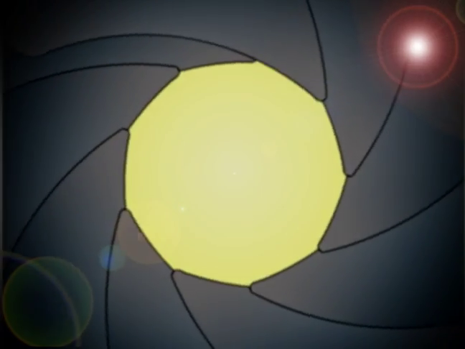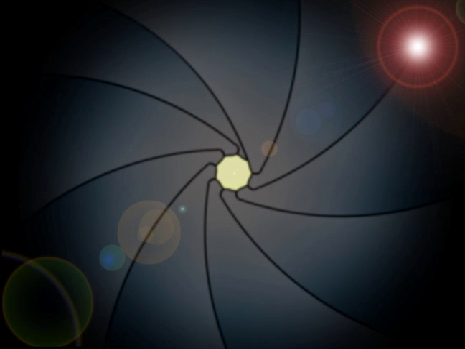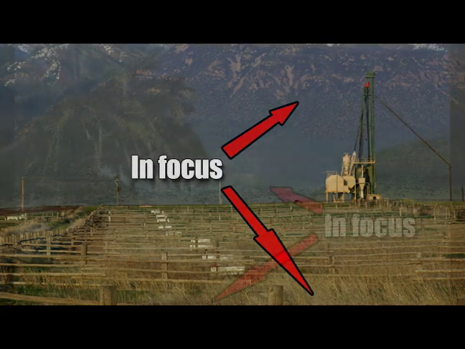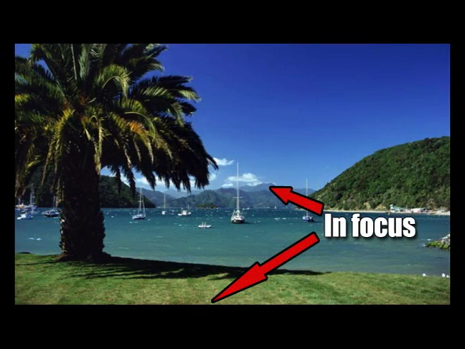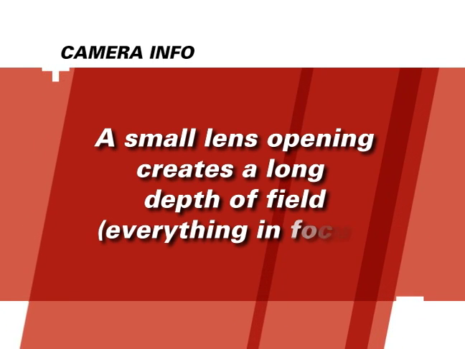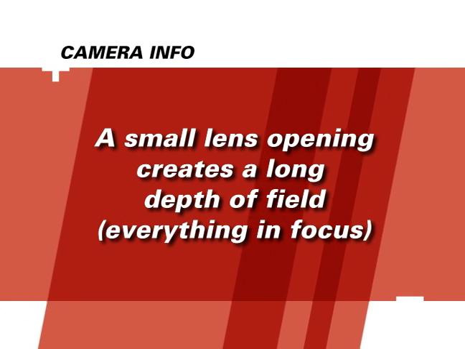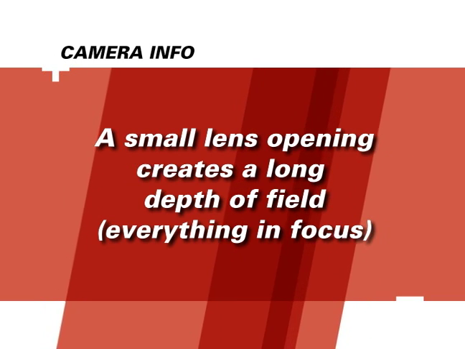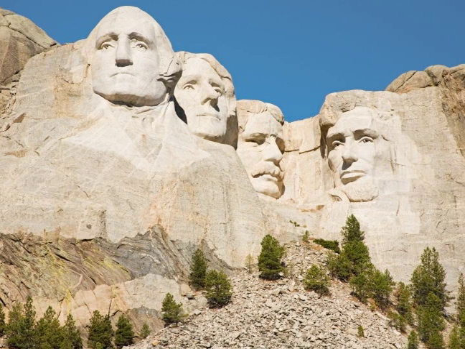It's also important to understand the secondary effects of aperture. A small aperture not only allows less light to reach the image sensor, but it also makes the entire scene appear sharper and more in focus. This optical phenomenon is called a long depth of field. It's especially useful when you want everything in the photograph to be sharp and in focus.